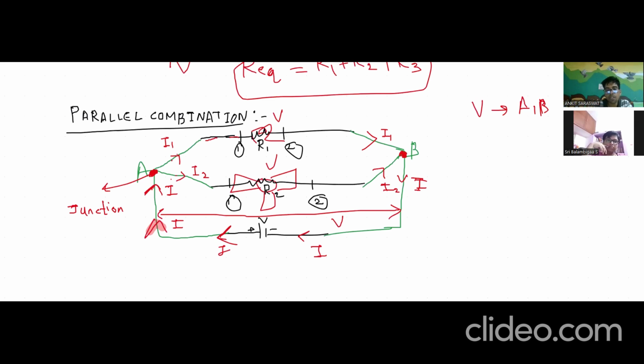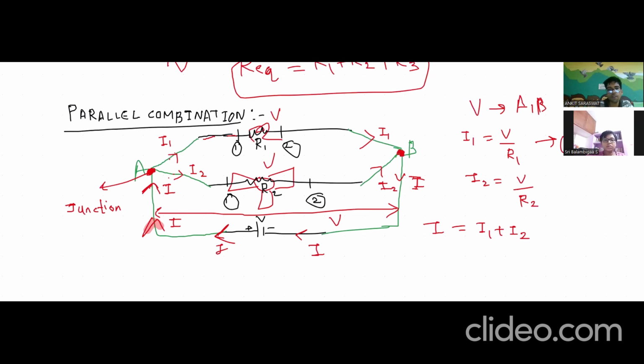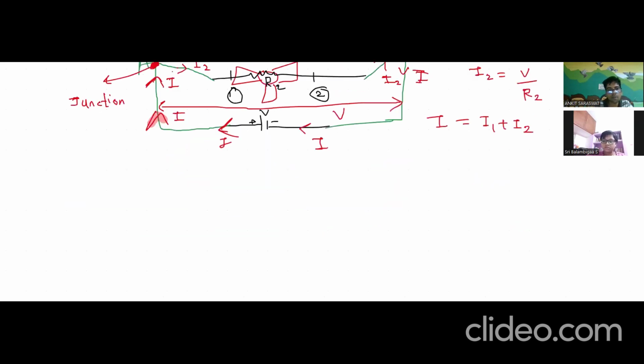Now, as per Ohm's law, you just tell me, in R1, what is the value of I1? R is equal to V by I, so I1 will be V by R1. Similarly, I2 will be V by R2. Then, if you look here, the current I is going to distribute among I1 and I2. Can I write like this? I is equal to I1 plus I2. Can I write or not?